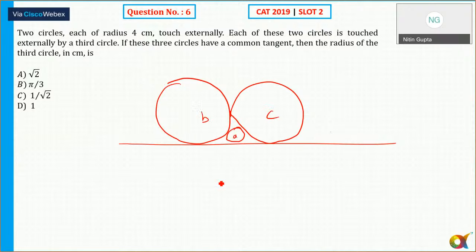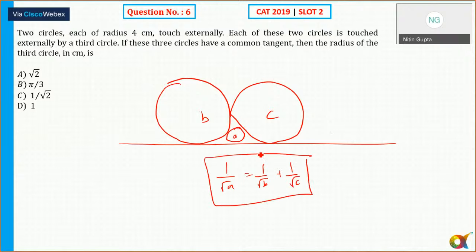We have derived one formula in the class, if you remember. 1 by root A is equal to 1 by root B plus 1 by root C, if the 3 circles are touching each other and there is one line which is tangent to all the 3. So that's the formula. Each of the 2 circles is touched by a circle, so I need to find out the radius of this one here. So root A is equal to 4. So 1 by root, 1 by 2.